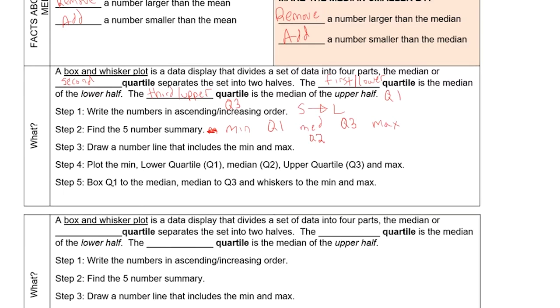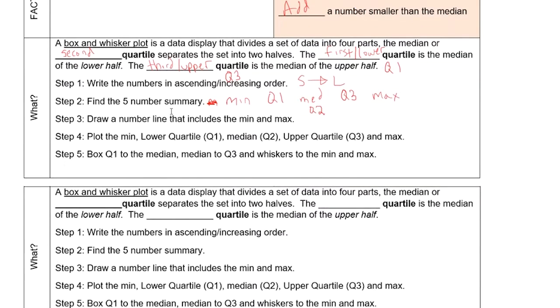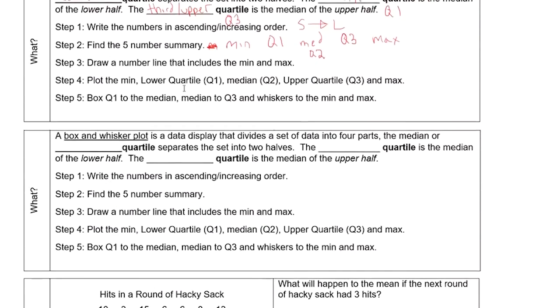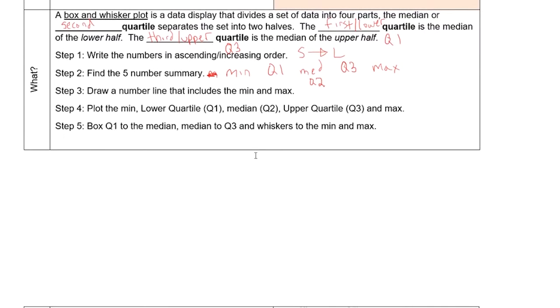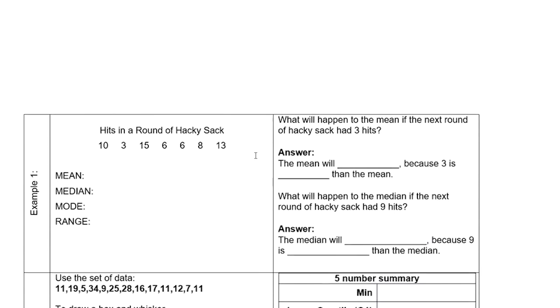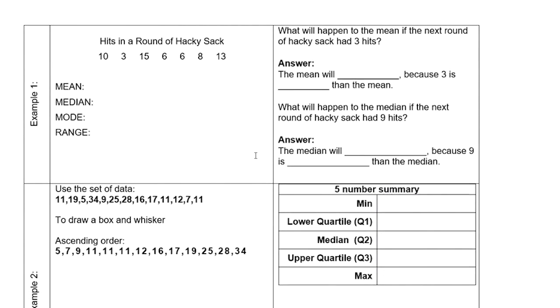And then we're going to draw a box from Q1 to Q3, and our whiskers are going to be our min and our max. Okay, so that is what we do for that. So you guys are going to complete that part using Canvas, both Canvas 2 and Canvas 4. So let's take a look and move on to our next section, which we are going to be putting all of these to work. We're just going to practice finding them, even though in practice we don't really do all of them. So our first example is we have the hits in the round of hacky sack.